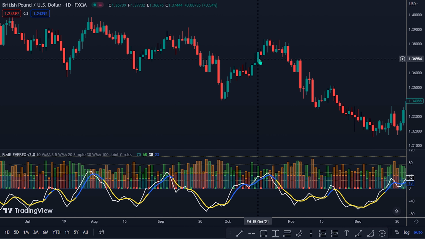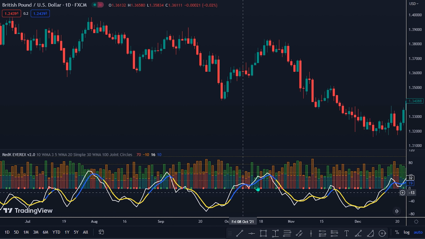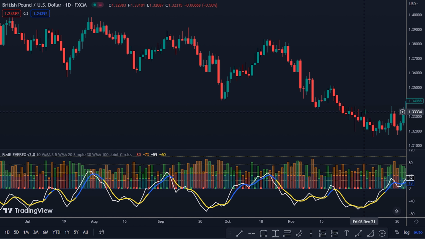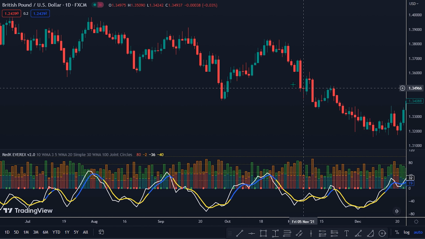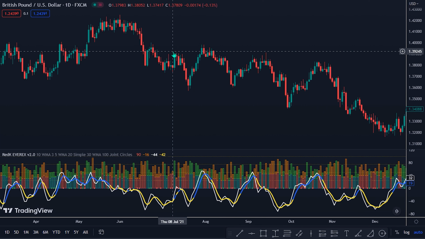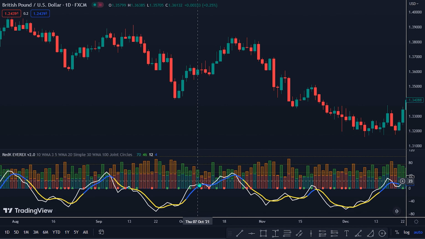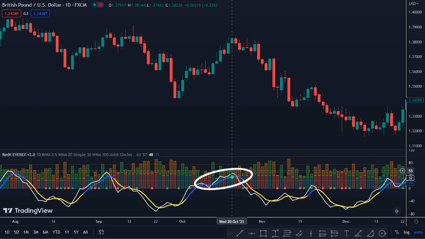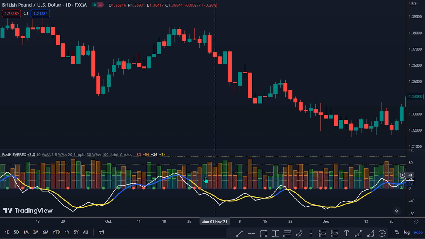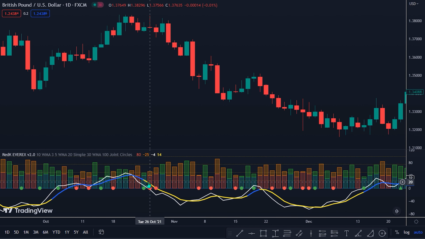How can we use the RedK EVEREX Effort vs. Results Explorer indicator to detect sell setups in the market? Let's study the price chart here. To sell with this indicator, first, we need to study a bearish trending market. Watch out to see that the signal line and the RROF smooth line are both at the upper section of the indicator chart. Next, we watch out for the RROF smooth white line to cross below the signal blue line. The third step is to watch out for the volume border bars to turn red and the price border bars to turn orange. The fourth step is to ensure that the blue line has turned yellow.